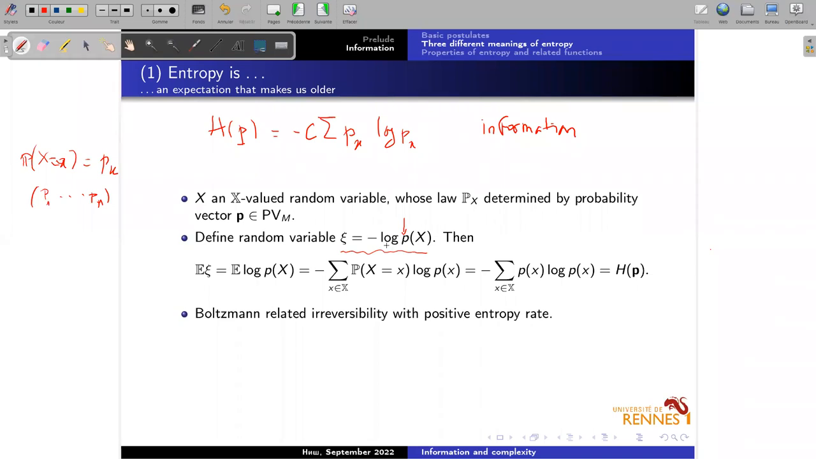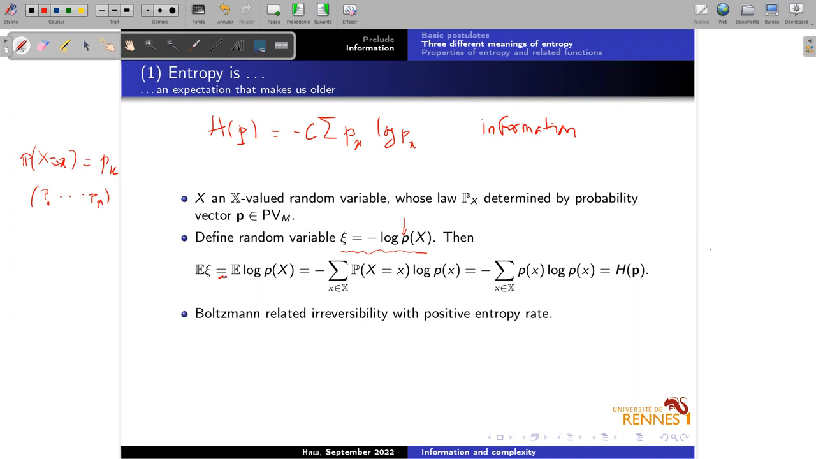I'll come back to this problem in a moment. So here I have forgotten a minus sign. There is a minus sign missing. So the expectation of this variable is minus the expectation of the logarithm of p of x. So I write it down and it gives you h of p.